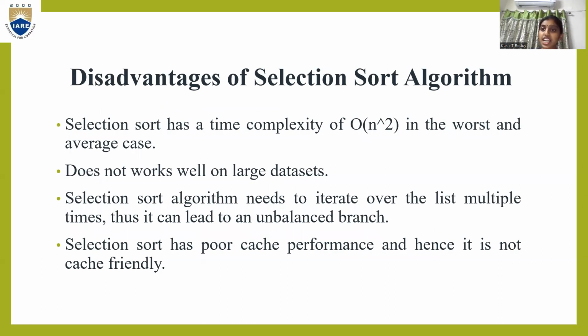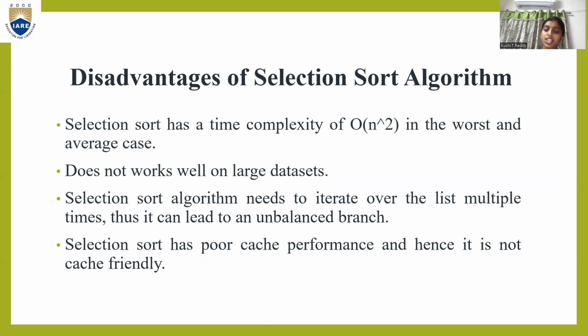So now let us look at the disadvantages of selection sort algorithm. Selection sort has a time complexity of big O of n square in its worst case, best case and average case. So this is one of the main disadvantages, and it does not work well on large data sets.